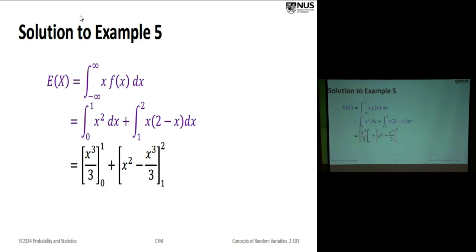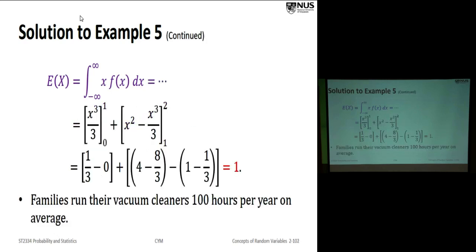Okay, this one, I put 1s, I get 1 over 3, the 0 doesn't matter, and here I just have to put 2 and I subtract the case when I get 1. Okay, that's what it does there. And so basically, if you do all those simple calculations at the end, the expectation of this random variable is 1, but remember, 1 unit is 100 hours, so the answer is that the individuals here, families, run their vacuum cleaner on average 100 hours per year, on average.